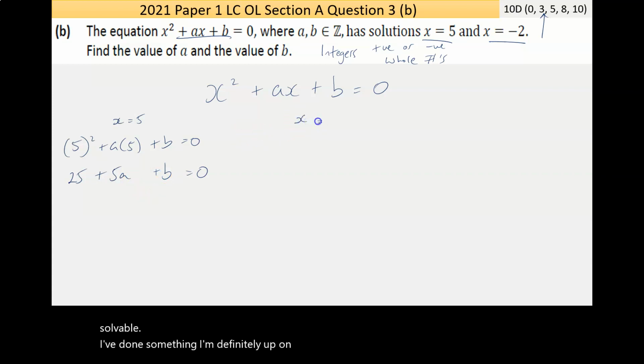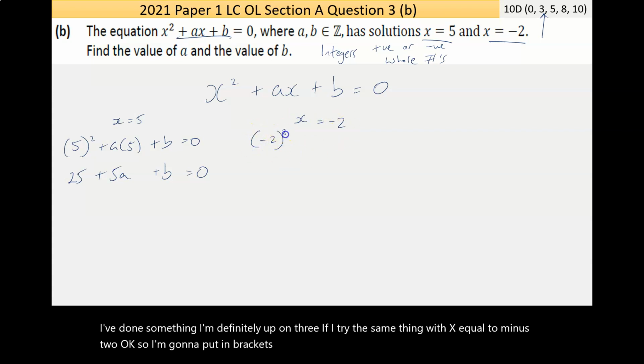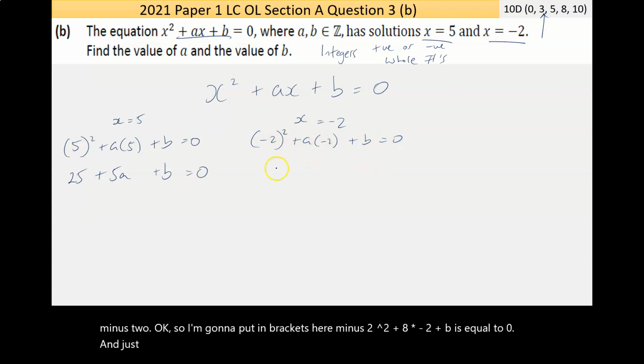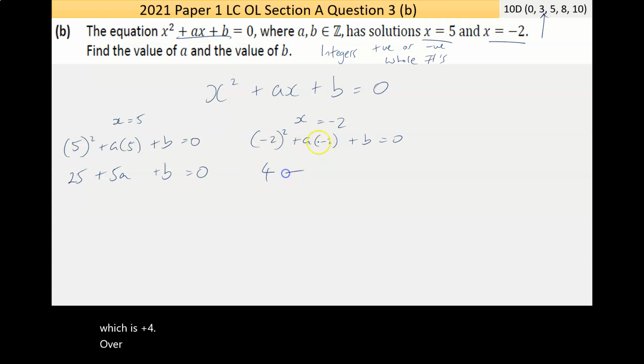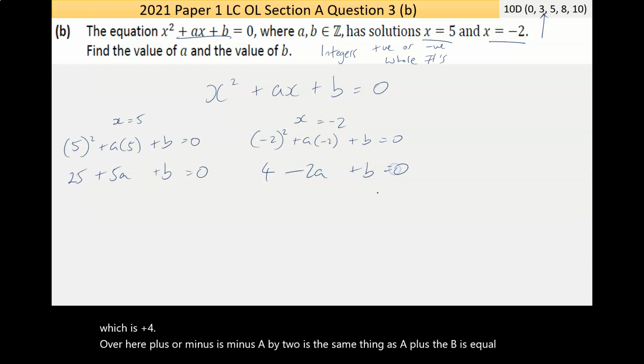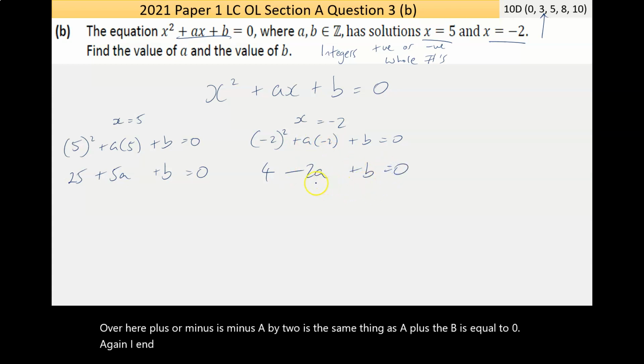If I try the same thing with x equals minus 2, I'm going to put in brackets here: minus 2 squared plus a times minus 2 plus b is equal to 0. Now, just like before, I see brackets, I get rid of them. Minus 2 squared means minus 2 times minus 2, which is plus 4. Over here, plus by minus is minus. A by 2 is the same thing as 2a, plus the b is equal to 0. Again, I end up with an equation of two unknowns. I could rearrange it, move things around, but I can't solve it.